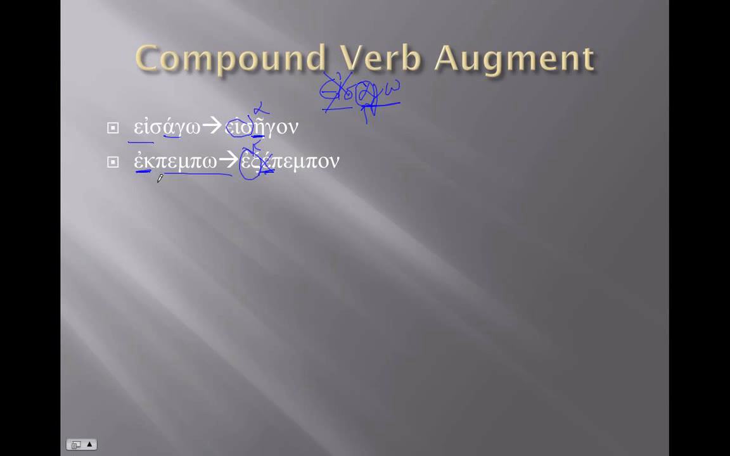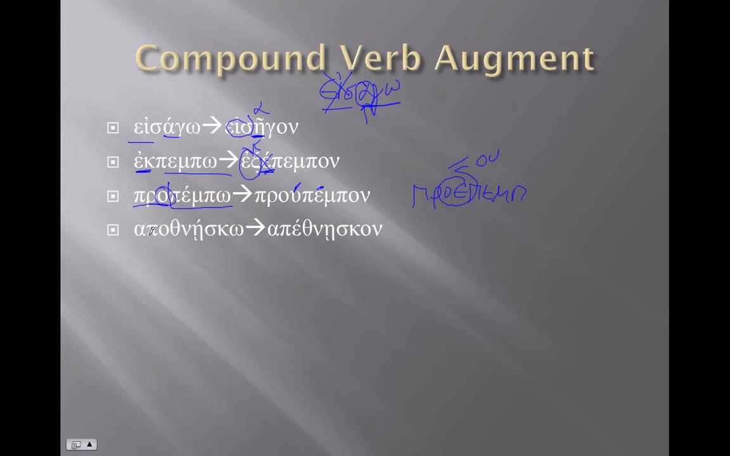We have compounds with ek, and then we have compounds with pro, or compounds that end in omicron. Again, pro pempo, to send forth. We're going to augment the pempo. So we have pro epempon, and then what happens is these two vowels contract to an ou, so propempon. And the accent should be there.